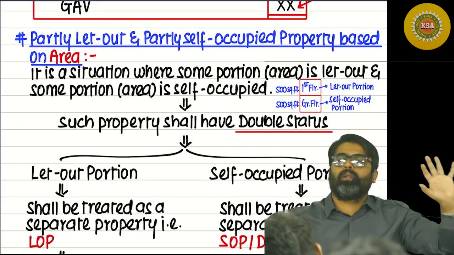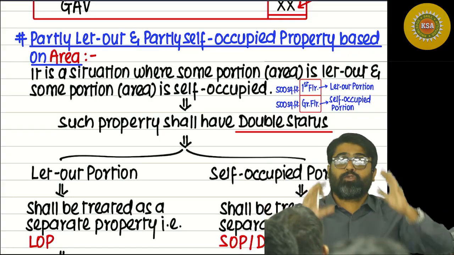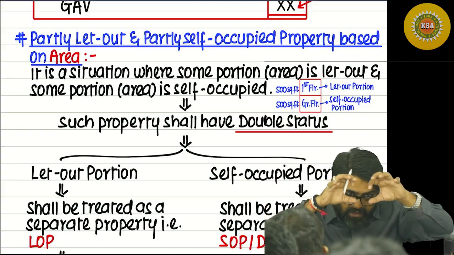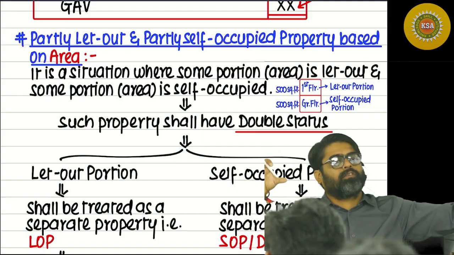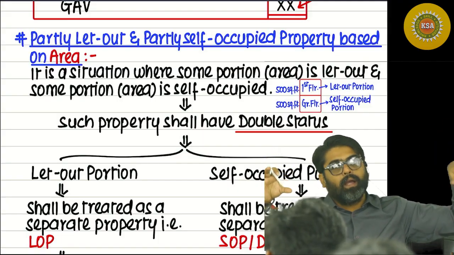Both the parts will be divided. So the entire property is divided into two parts. The entire property is divided into the ground floor, which will be treated as a separate property, LOP, and the first floor will be treated as a separate property, SOP. Understanding? Three rooms were there. How many rooms? Three rooms. One room self-occupied. The remaining two rooms let out.